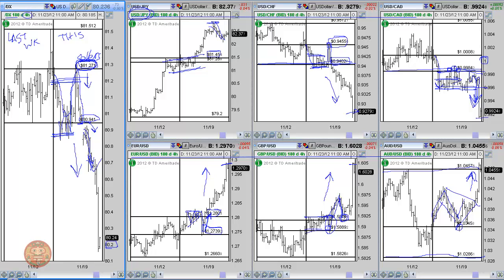Same thing with the pound as we look at the dollar weakness going into the back end of the month. This will be interesting to see if this weakness in the dollar continues, and then we finish below the 80 level in the dollar going into the beginning of December.